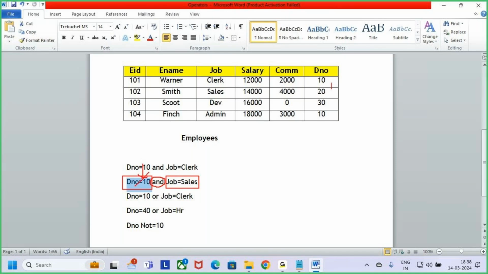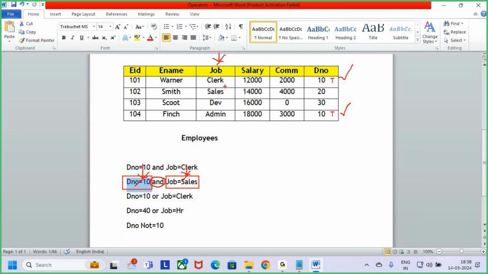So the first condition is department number is equals to 10. Now see, here there is one employee working in the 10th department, and the first condition is true. Here also the first condition is true. Next, what is my second condition? Job is equals to sales. Now under the job column, where is the sales? Here it is. So there is one employee, Smith, working as a salesman, but he is working in which department? 20.